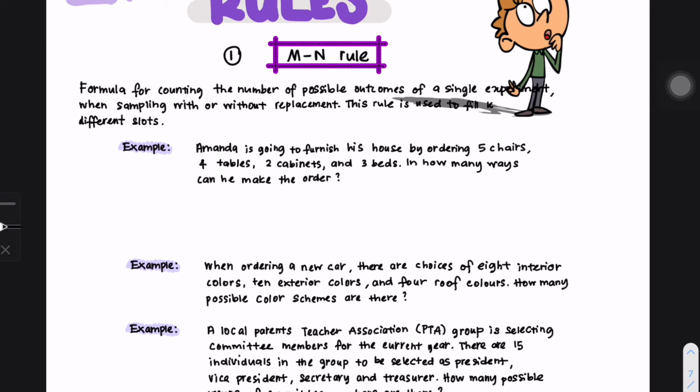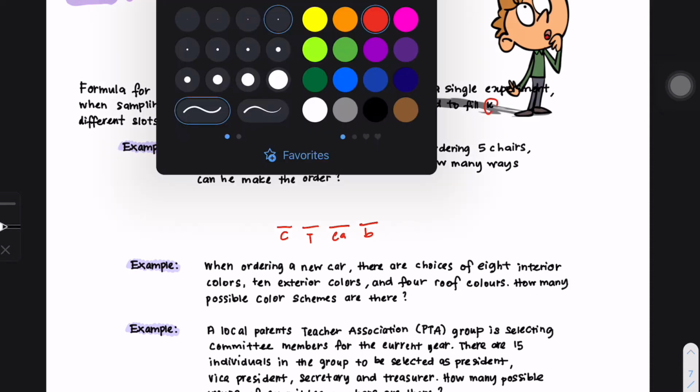So now kita ada 4 perkara. Perkara pertama, chair. Perkara kedua, table. Perkara ketiga, cabinet. Dan perkara keempat adalah bed. Okay, so sekarang kita ada 4 slot. Sekarang dia kata K slot tadi kan. So sekarang kita ada 4 slot. Ini contoh dia, apa maksud slot.